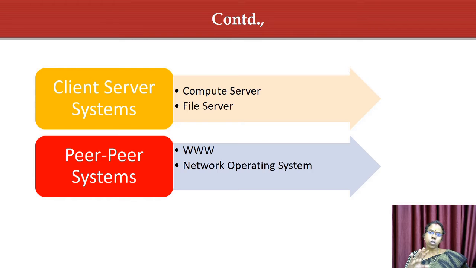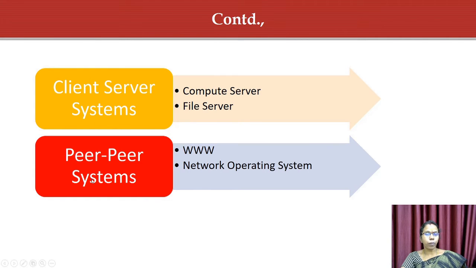Client server systems can be categorized into compute server and file server. The compute server accepts requests from the clients, processes them, takes action, generates the results and sends the results back to the clients. The file server only maintains files: add, delete and update. Normally in the lab, whatever programs we work on are stored as files. We can add, update or delete the program.